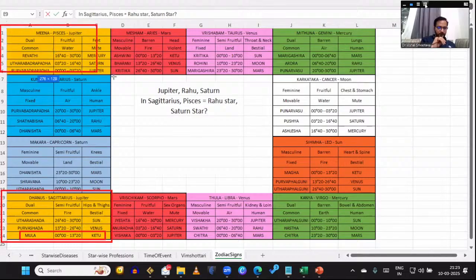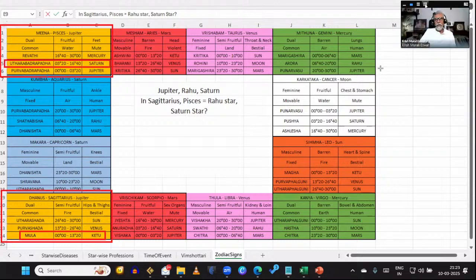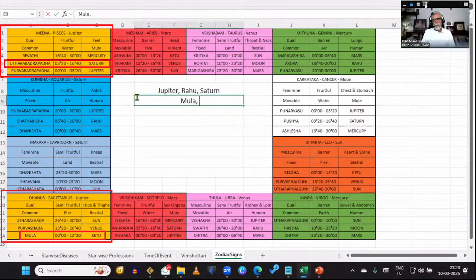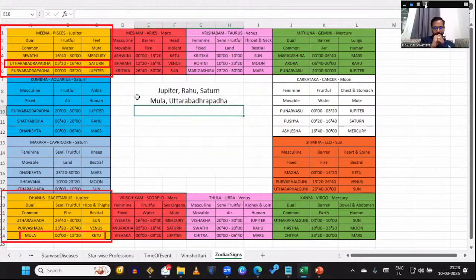Here is another Jupiter sign, Pisces. Do you see a Rahu star or a Saturn star? Saturn star I have, sir. Uttarabhadra. Okay. So we shall take Moola Nakshatra and Uttarabhadra. Done? Now the Jupiter signs are over.